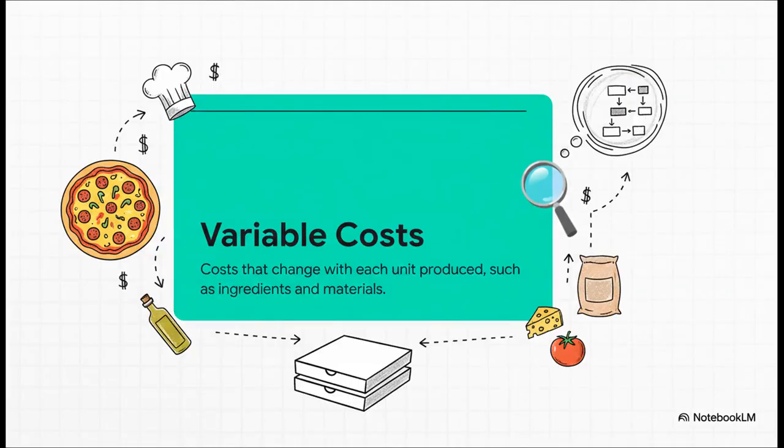And then you've got the opposite, variable costs. These are the costs that are tied directly to making each pizza. We're talking about the dough, the sauce, the cheese, even the box it goes in. For Anna, all of that adds up to $4 per pizza.